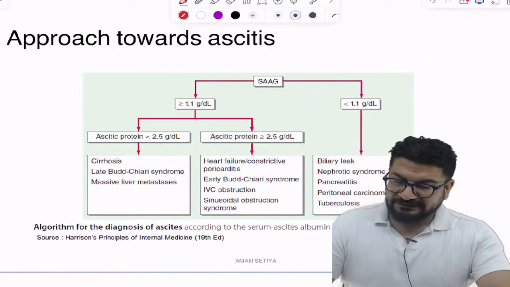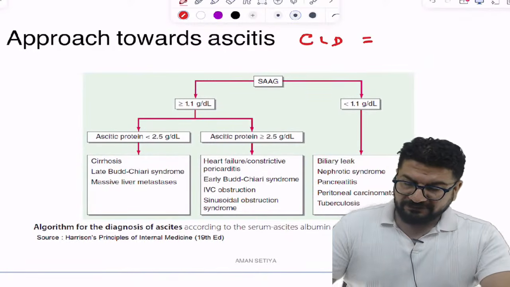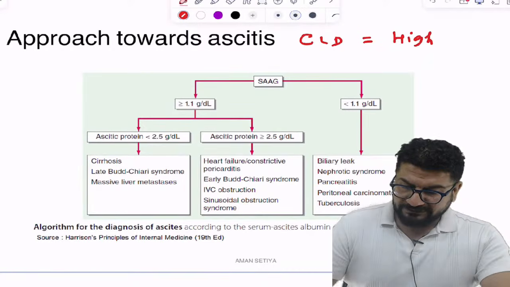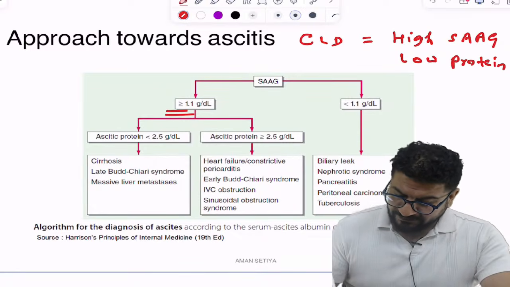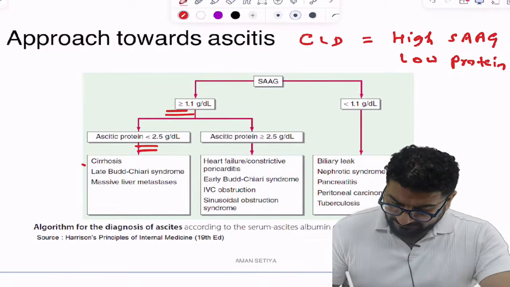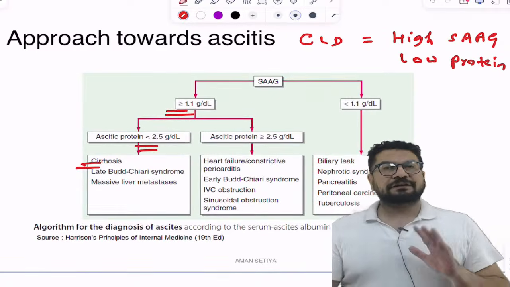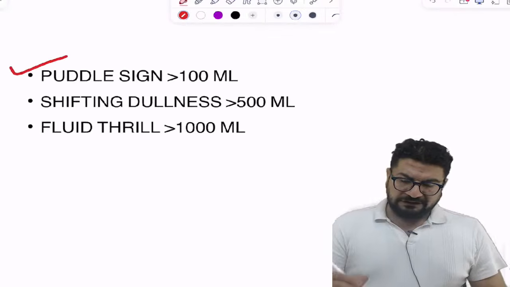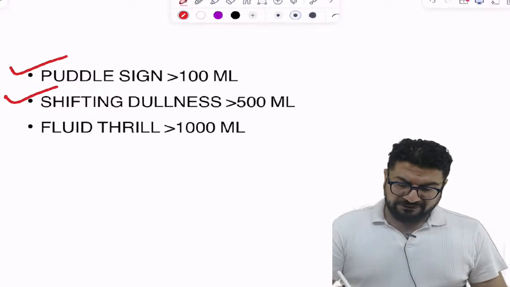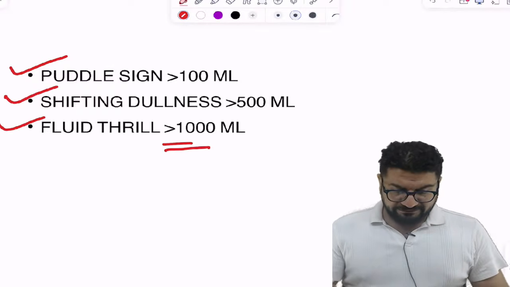So remember, in CLD we get high SAAG and low protein ascites. Look at this, the SAAG value is more and the protein value is less. It is seen in CLD or cirrhosis: high SAAG, low protein. Puddle sign when fluid is more than 100 ml, shifting dullness more than 500 ml, and fluid thrill when it is more than 1000 ml.